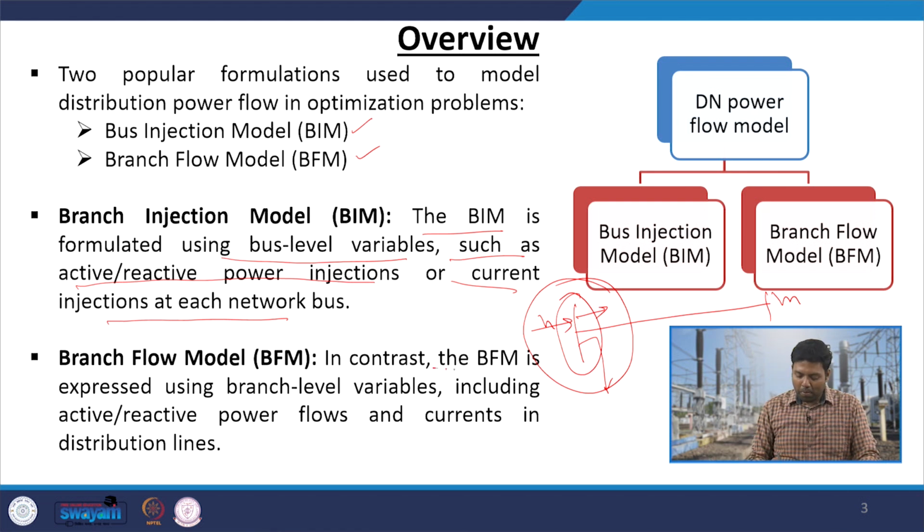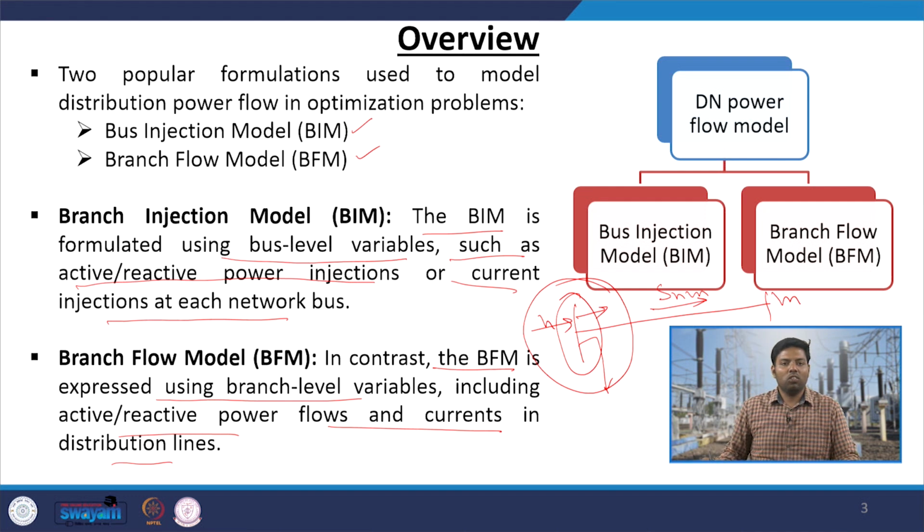In contrast, your branch flow model is expressed using branch level variables. That means it depends on how much power is flowing through the line or the branch, that is your S_nm. So, how much power is flowing between buses n and m, and variables including the active and reactive power flows and the current in the distribution lines are generally considered to model the branch flow model for the distribution system. Now, we will see one by one how you can mathematically formulate these models.